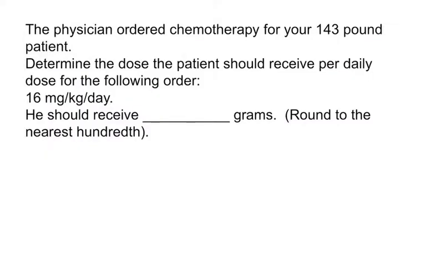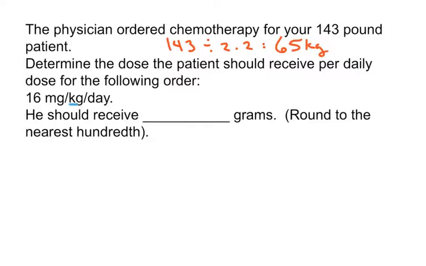So for these, you want to also make sure that you read all the questions carefully. So a physician ordered chemotherapy for your 143-pound patient. Determine the dose the patient should receive per day for the following order. So he's getting 16 milligrams per kilogram per day, and he should receive blank grams. Okay, so you don't have to go through every step. Now for this one, right here, I was using the blue here, you still have to deal with his weight in kilograms. So the first thing you want to do is change his 143 to kilograms, and you get 65 kilograms.